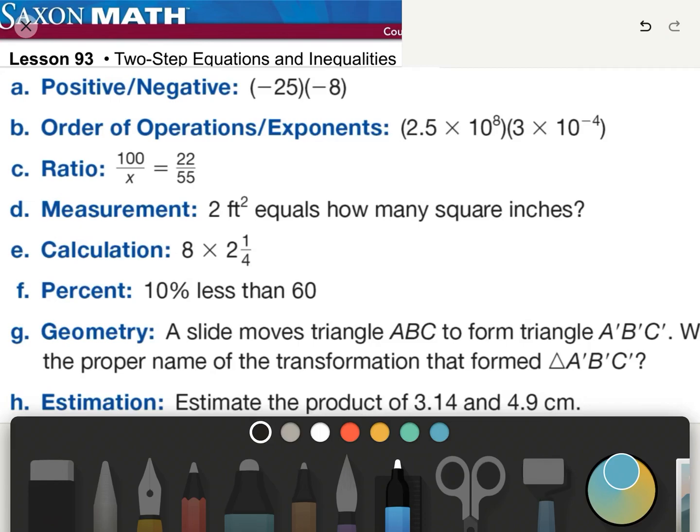I'm Mr. Petrie, and I assume at this point you have already done the mental math on page 642, and that you are ready to go. So A, positives, negatives. So negative 25 times negative 8. So here we've got our two negatives. We'll end up with a positive, and you can just think of this as how many quarters are in $1, so 8 quarters is $2, or in this case, 200.